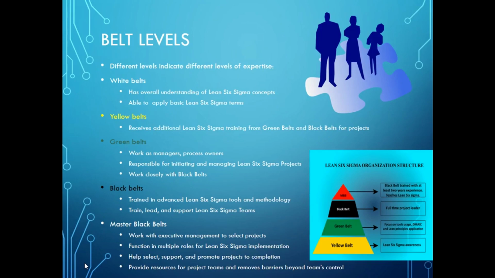They function in multiple roles for Lean Six Sigma implementation. So again, very much like a black belt, they act as a coach, as a mentor, a teacher, a project leader, and a content expert. Having a general understanding of Lean Six Sigma helps support and promote projects to completion. And it's essential to smoothing the way to a culture of process improvement to ensure that all teams are aligned with the Six Sigma projects.